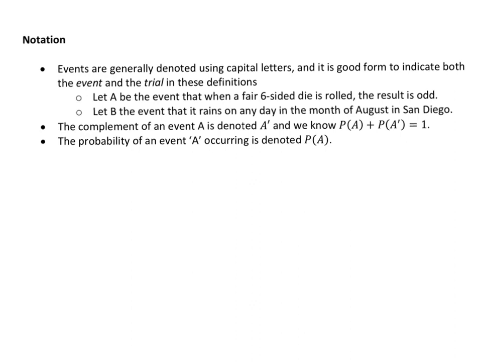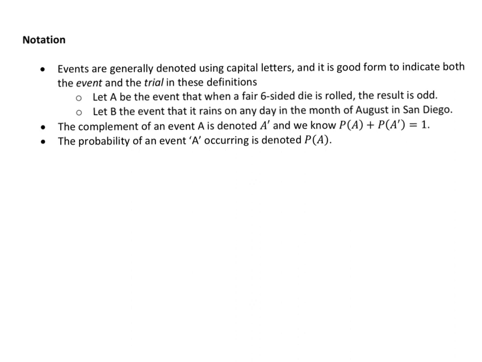Okay, another example here: let B, again capital letter B, be the event that it rains on any day in the month of August in San Diego. So the trial here is probably the weather on a given day in August in San Diego. And the event is that it rains.